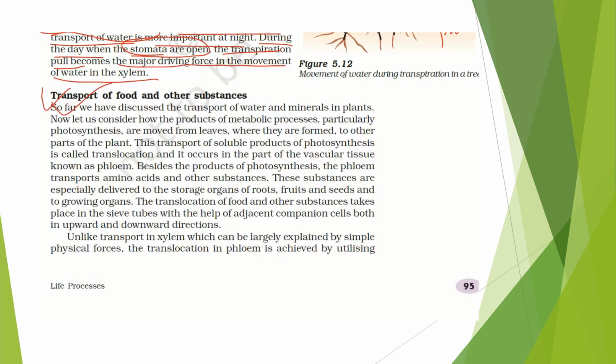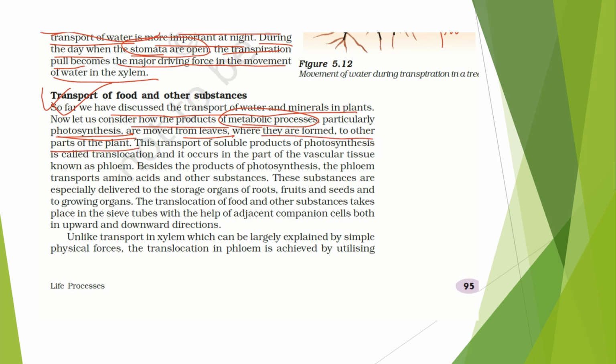Now we are discussing the transport of food and other substances. So far we have discussed the transport of water and minerals in plants. Now let us consider how the products of metabolic processes, particularly photosynthesis, are moved from the leaves, where they are formed, to other parts of the plant.